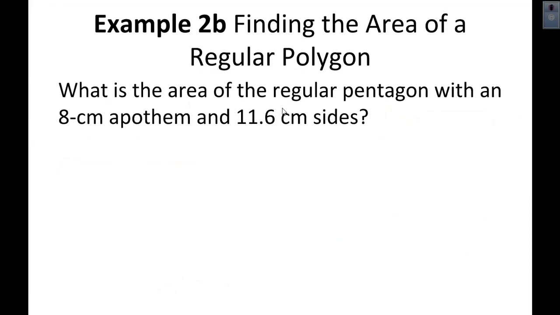There's no picture in this one, but it says, what is the area of the regular pentagon with an 8 centimeter apothem and 11.6 centimeter sides? So because we have both the apothem and the side length, then we can now calculate everything we need to know, so we don't need to draw the picture. So find the area of this regular polygon, pause the video, and come back when you're done.